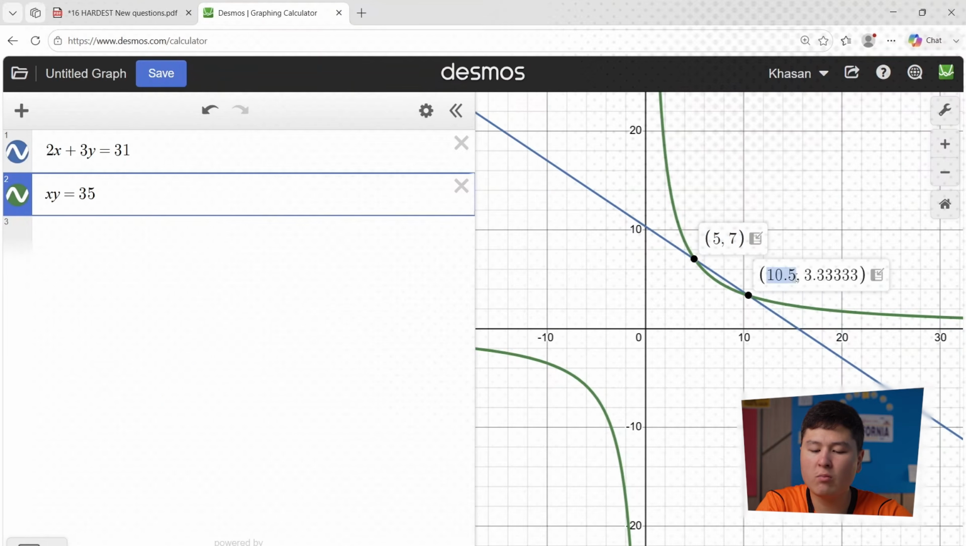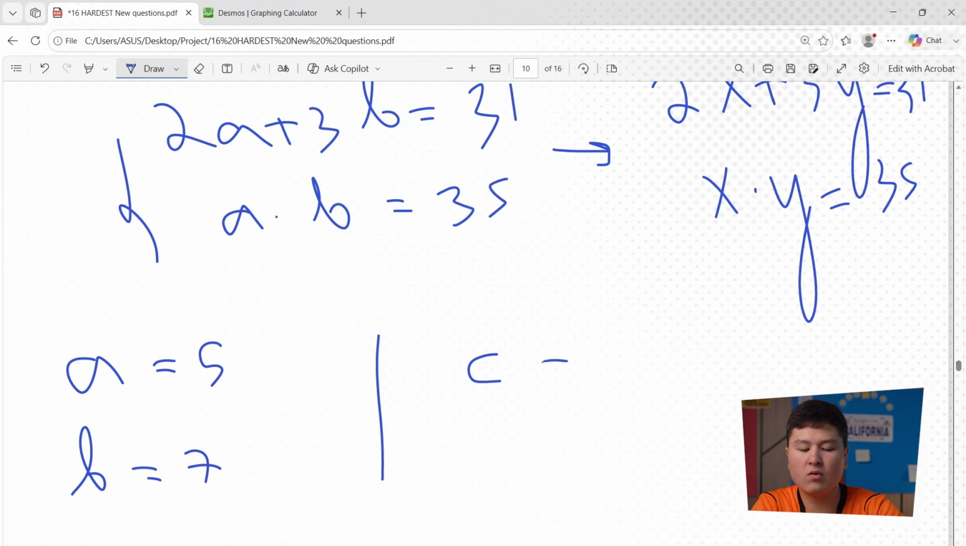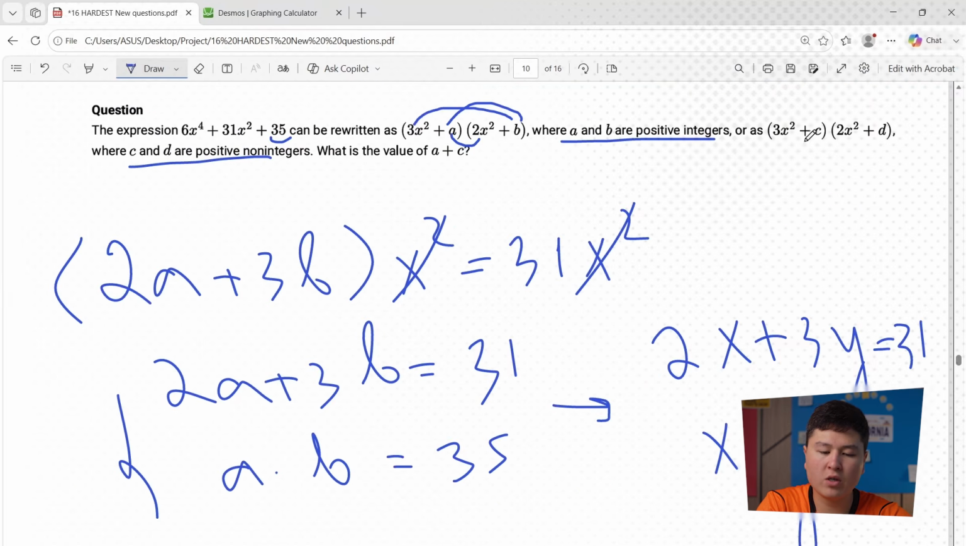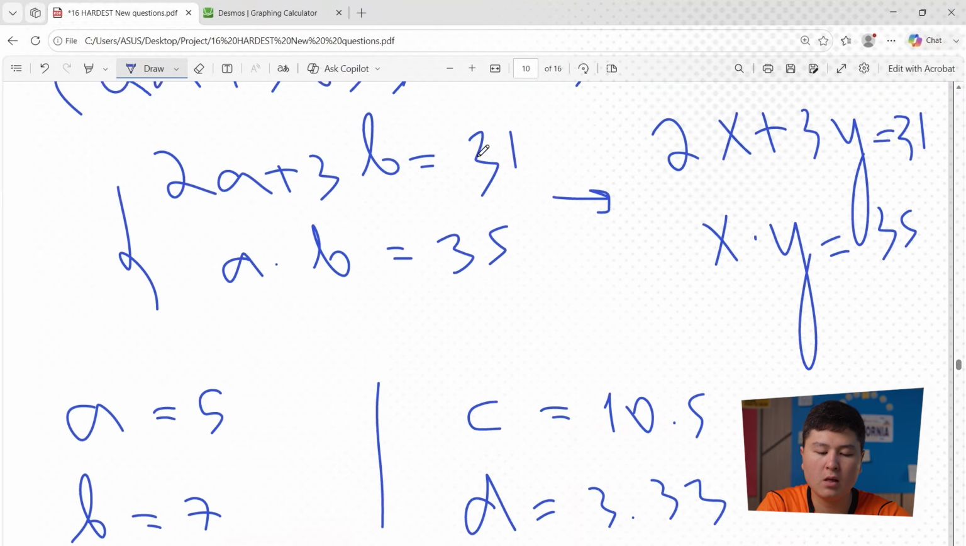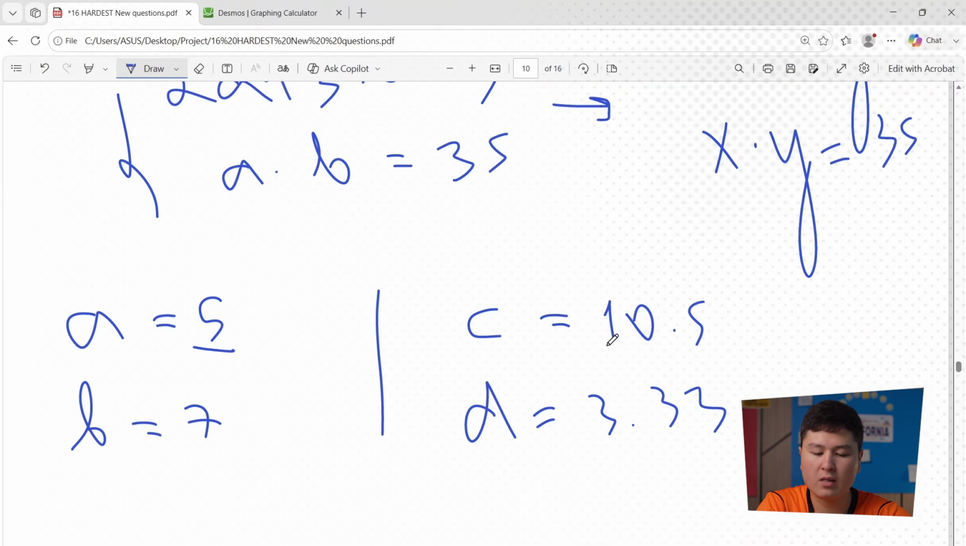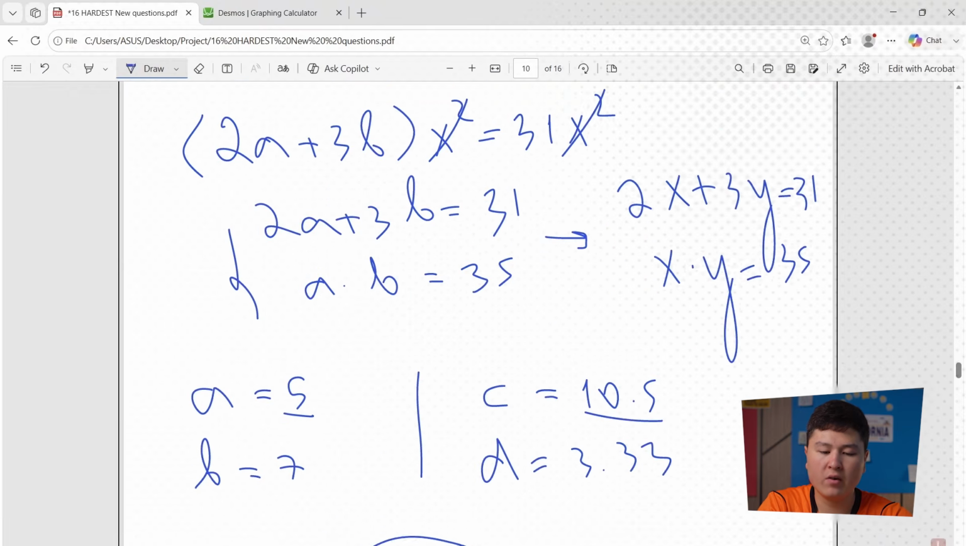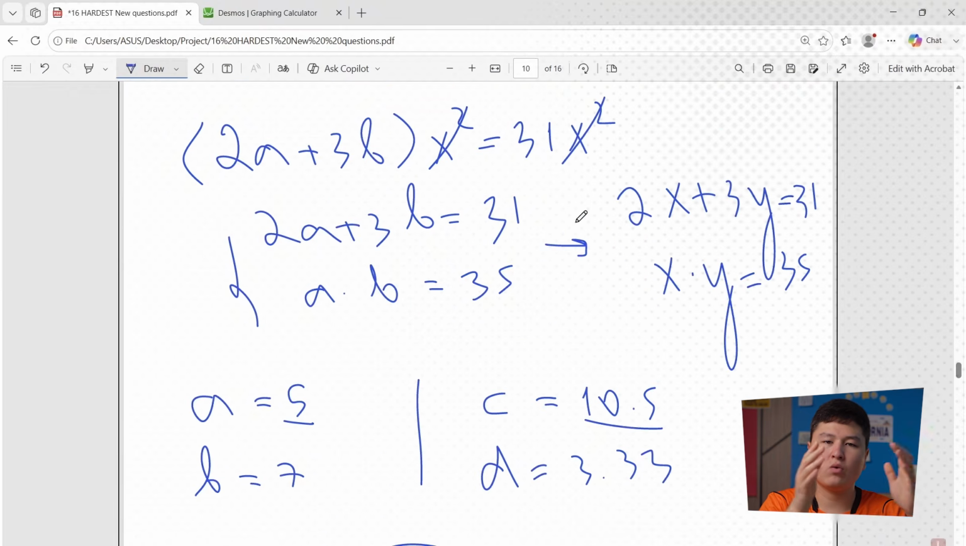So the x value is 10.5, meaning that it is the value of C, 10.5, and the y value, let's say D, equals 3.33. So since the question is asking you to find the value of A plus C, that is 5 plus 10.5, which gives us 15.5. That's all, guys. First, just create a system of equations, write it down into Desmos, and see the solutions.